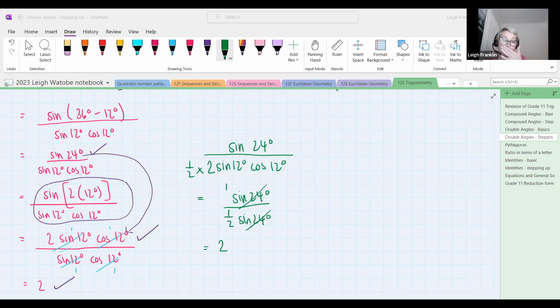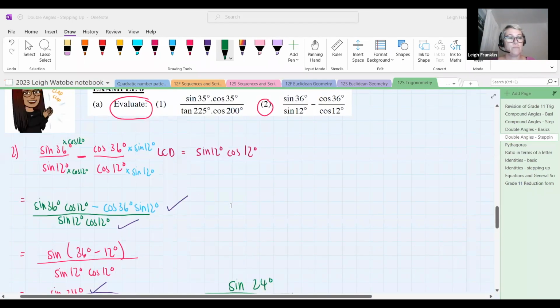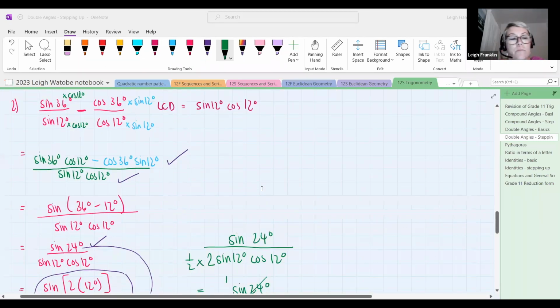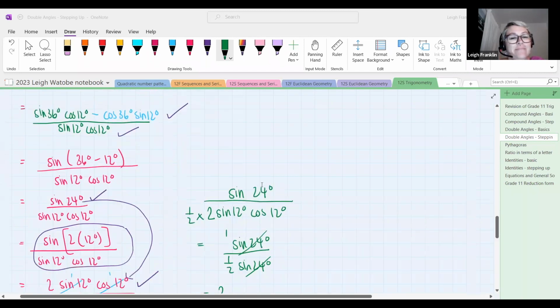Yes, ma'am, it does. Ma'am, can you also please explain the green and blue step? I'm kind of lost. Not that one, ma'am, the one under it. I just want to understand what you did there, because I really don't remember the whole compound angles thing.